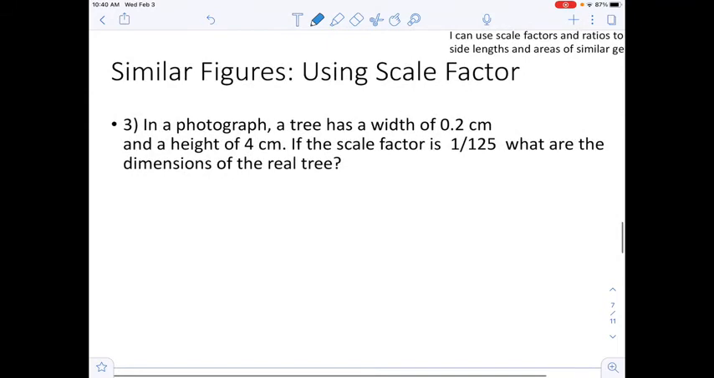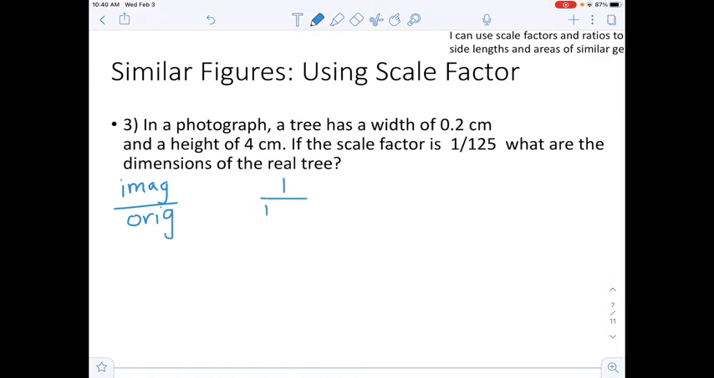So this one says using scale factor. In a photograph, a tree has a width of 0.2 centimeters and a height of 4 centimeters. If the scale factor is 1/125, what are the dimensions of the real tree? So I'm going to set this up as image over original.